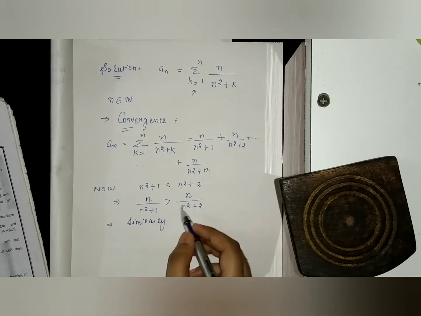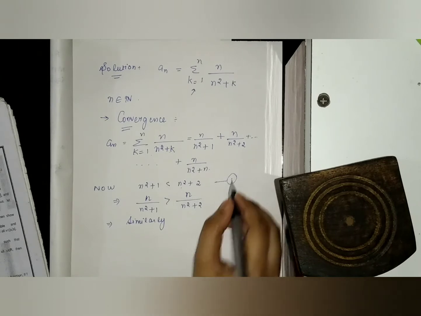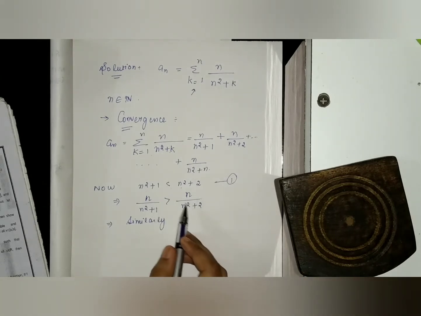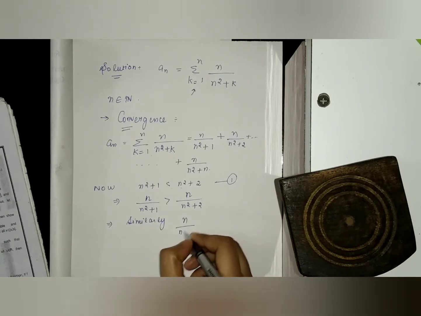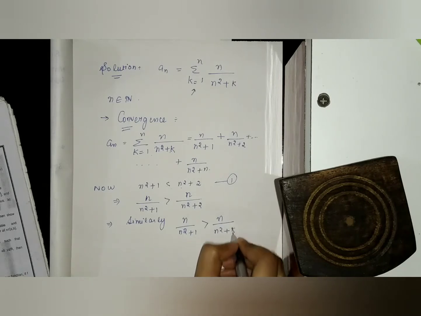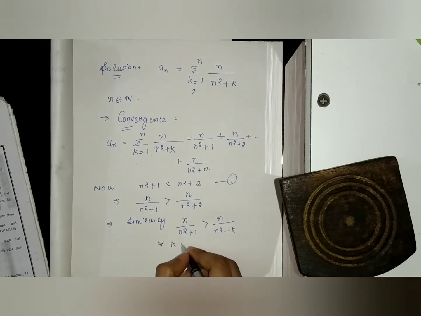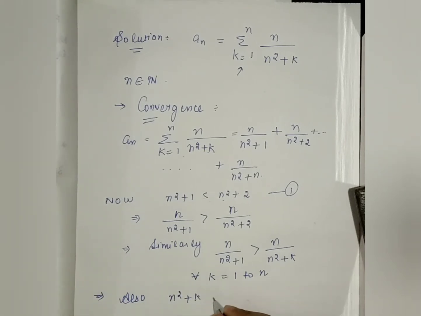Similarly, n upon n square plus 1 is greater than n upon n square plus 3 as well, by the same procedure, and n upon n square plus 1 is greater than n upon n square plus 4 also. Therefore n upon n square plus 1 is greater than n upon n square plus k for every k from 1 to n.